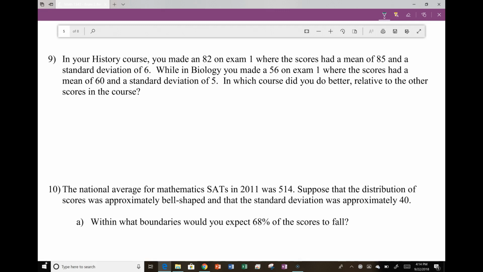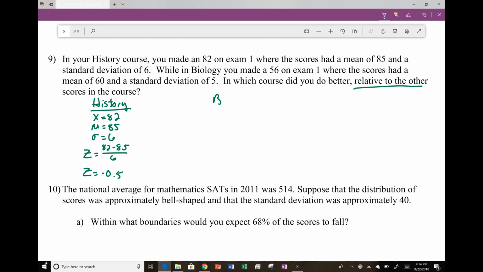Since we want to know relative to other scores, we want to do a z-score. So let's look at the history. In history, you made an 82. The mean was an 85, and the standard deviation was a 6. So looking at this z-score, that's going to be 82 minus 85 divided by 6. When we calculate this, 82 minus 85 is negative 3, divided by 6 gives us negative 0.5.